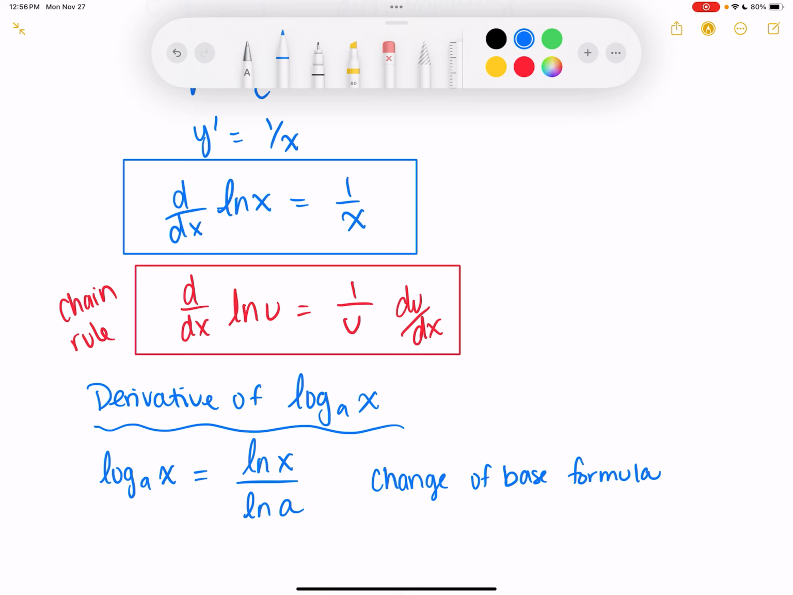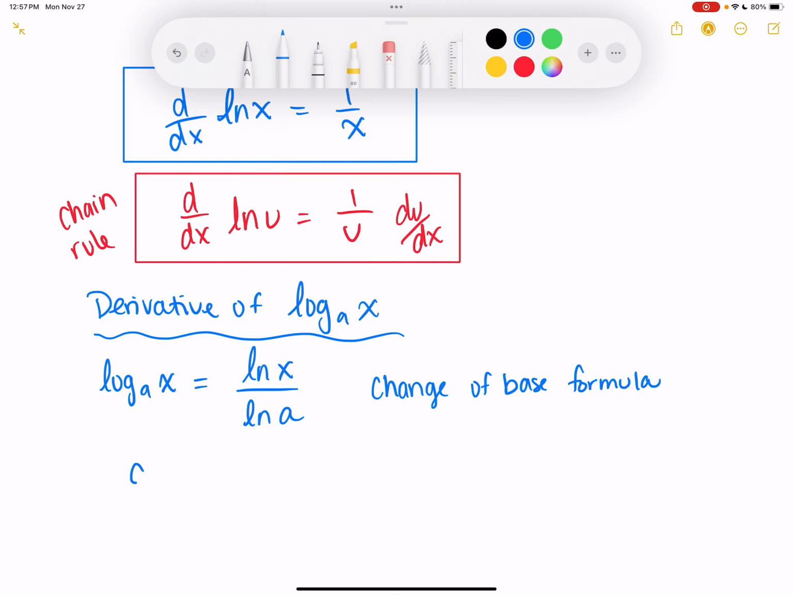So when I'm taking the derivative, I'm going to use this change of base just because it makes things easier in terms of deriving the derivative. Once we get it, you'll actually have a formula that you'll use. So d dx of log base a of x is d dx of the ln of x over the ln of a.